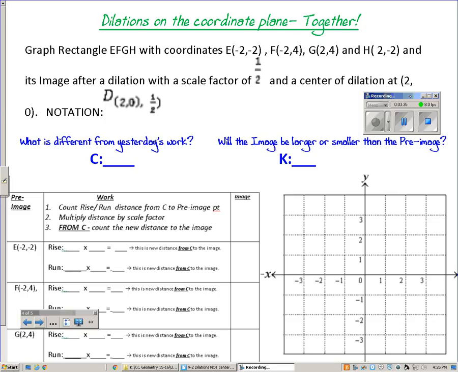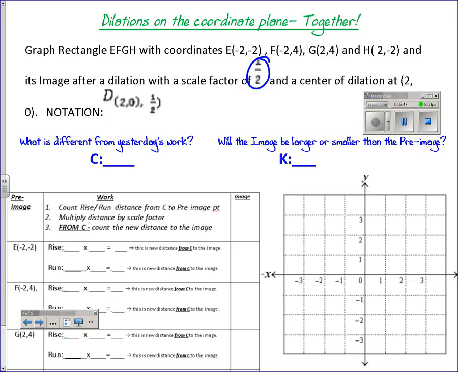But the origin, or the center, will change. Okay, so let's take a look at the question. Graph rectangle EFGH with coordinates E, F, G, and H, and its image after a dilation with a scale factor of 1/2 and a center of dilation at (2, 0). Here's what the notation looks like. And now let's think about how this is different.